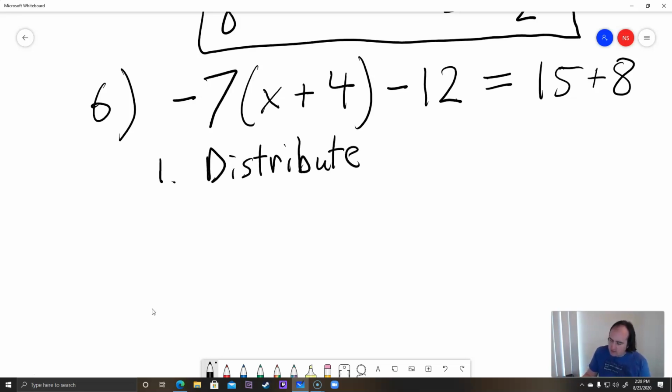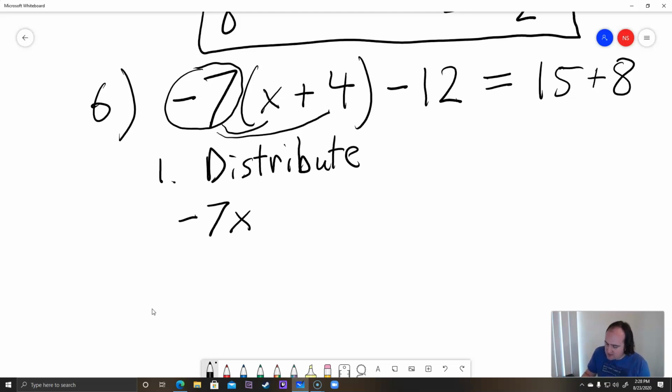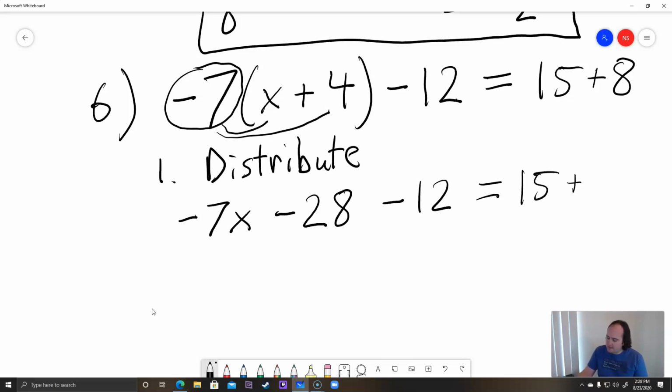Distribute. Okay, so we're going to start by distributing this negative 7 to the x plus 4. So if I distribute the negative 7, I have to distribute the minus as well as the 7. That's actually going to give us negative 7 times x is negative 7x for the first term. And then for the second term, negative 7 times positive 4 gives us negative 28. So we have negative 7x minus 28 minus 12 equals 15 plus 8.